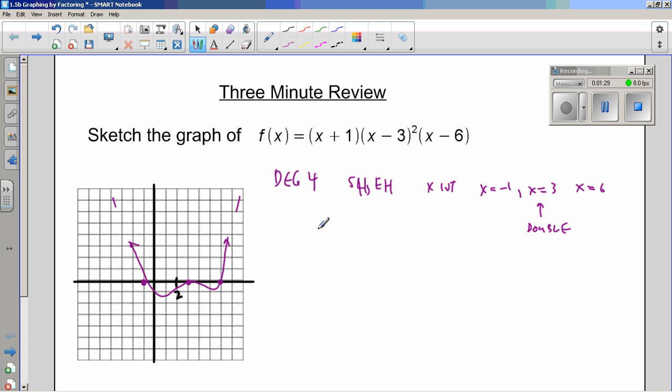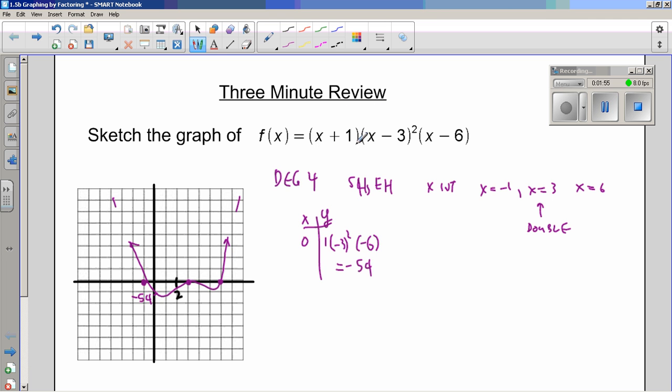I'm going to want to calculate a point to put some scale on here. The y-intercept hopefully is going to be a negative number, and what do I got? 0 plus 1 is 1, minus 3 squared times minus 6. 9 times minus 6 is negative 54, dandy. Minus 54. That's it for the 3-minute review, exactly what we've been seeing.